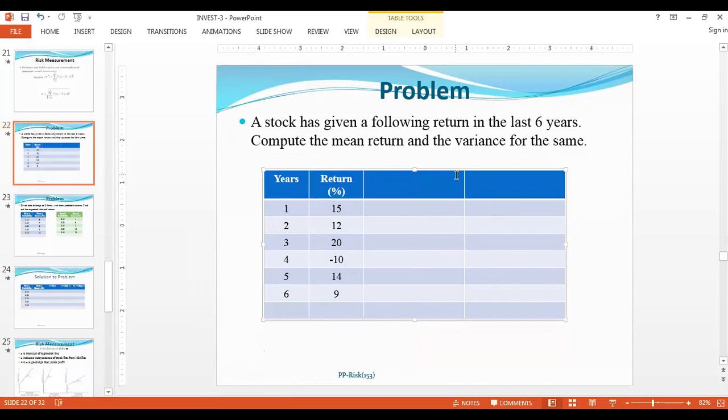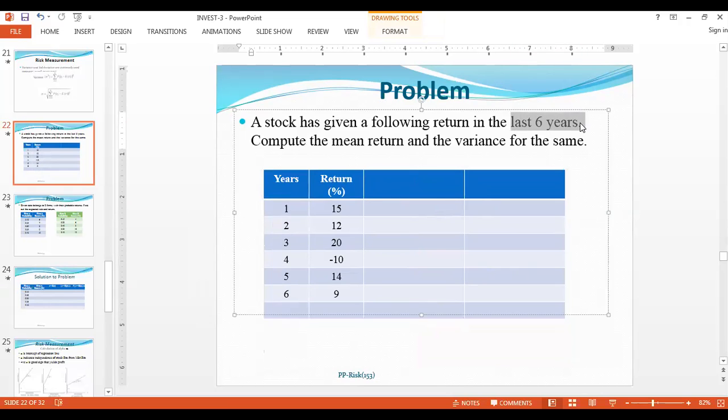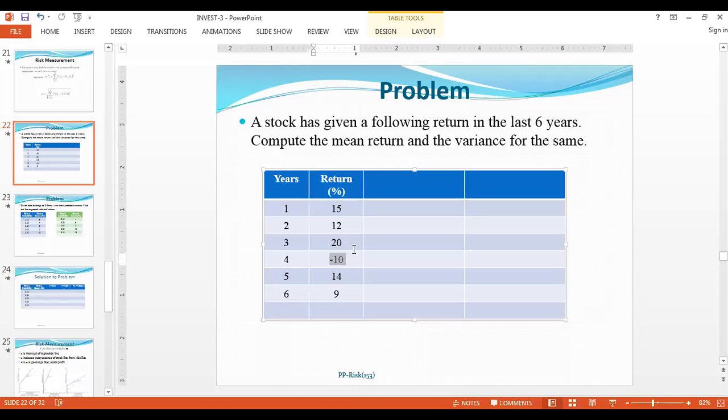No, sir. So when there is no probability value, it means this data pertains to the last years, and we have to estimate the deviation for the last 6 years, whatever was experienced. So I'll quickly go through this. These are the returns that the company has given in the last 6 years. It has given 15%, 12%, 20%. Then it gave a negative return of 10%, and so on and so forth. The returns have been given for the last 6 years.